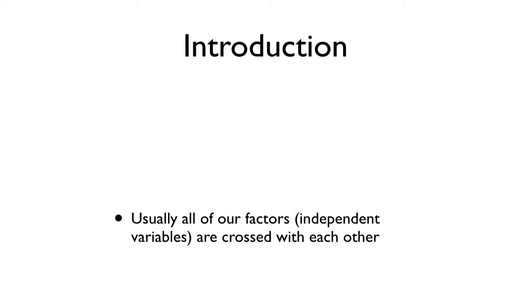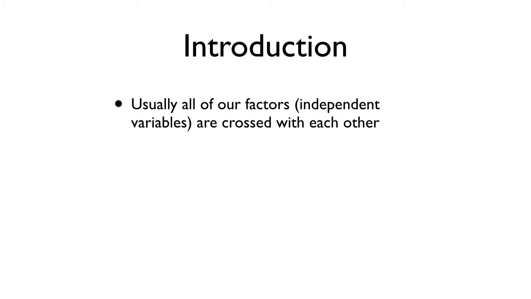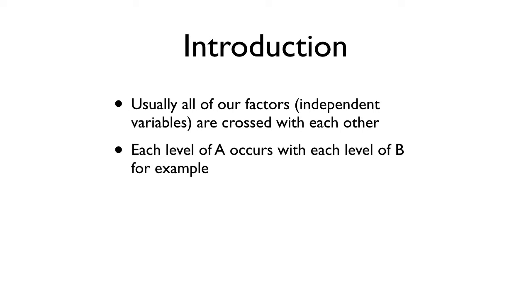So usually all of our factors, independent variables in other words, are crossed with each other. In other words, all levels of factor A occur with all levels of factor B. Right? So each level of A occurs with every level of B. A1, B1, A1, B2, A2, B1, A2, B2. I think I said them all right there, for example.